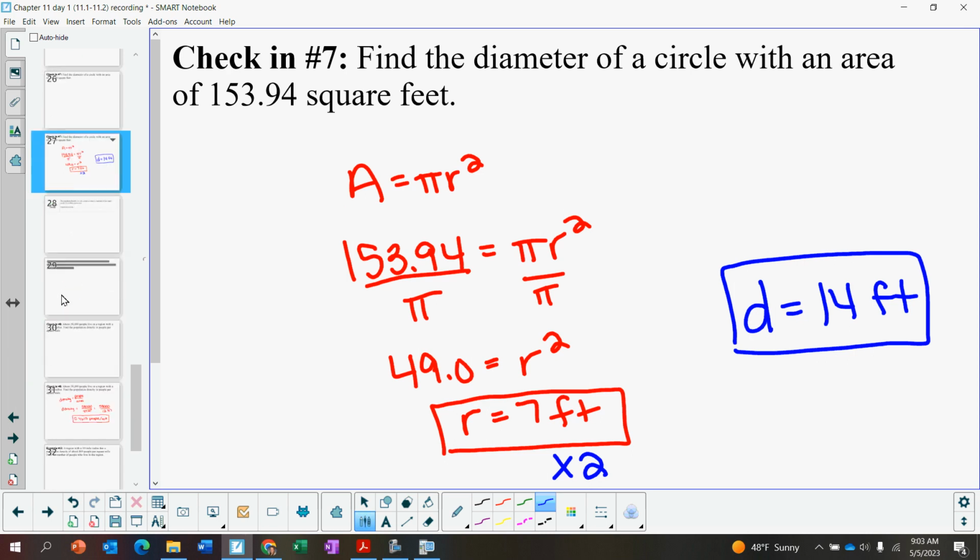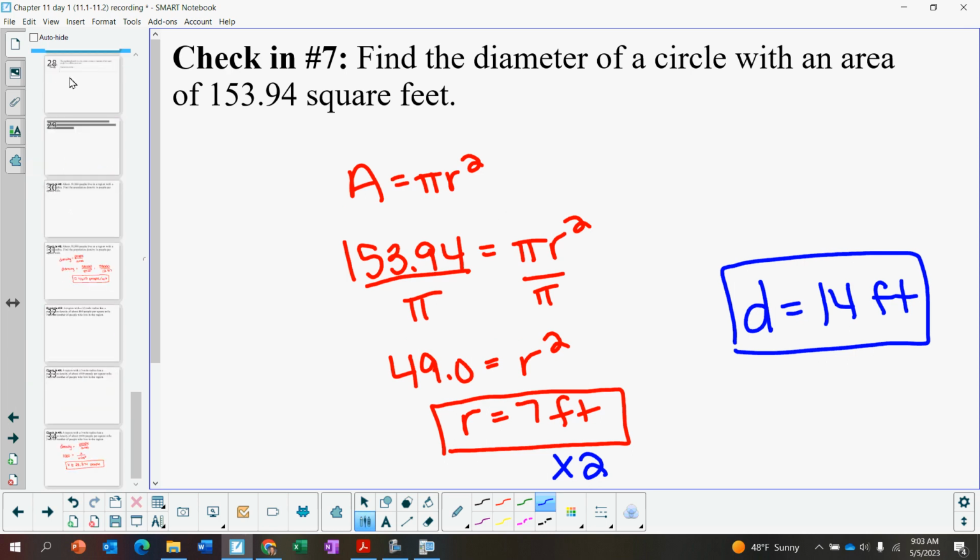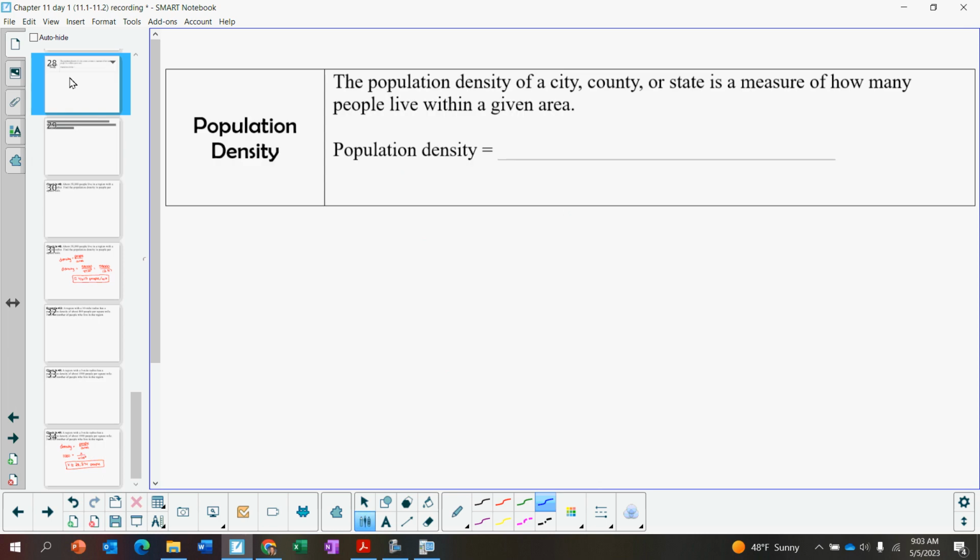All right, we are almost done. We're going to talk about population density. So population density of a city, county, or state is a measure of how many people live within the given area. So population density is really the population, or the people, over the area. All right, and that's how we find population density. We take how many people and divide it by the area they are living in.